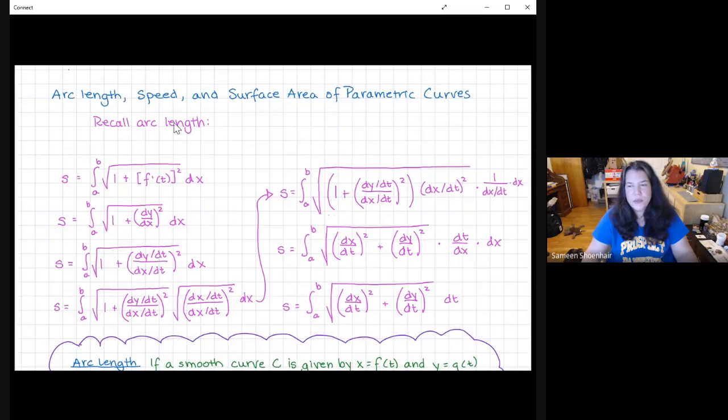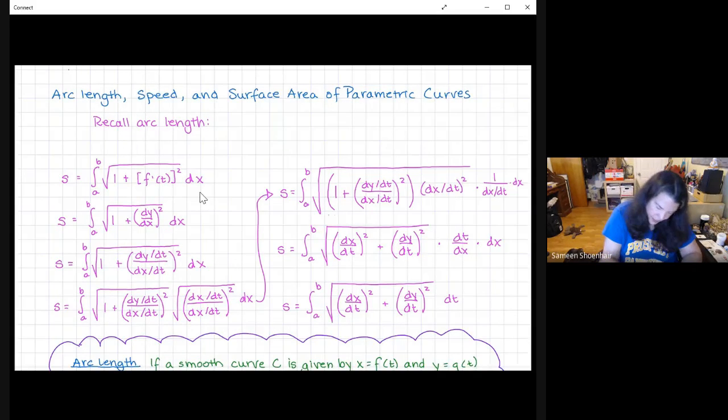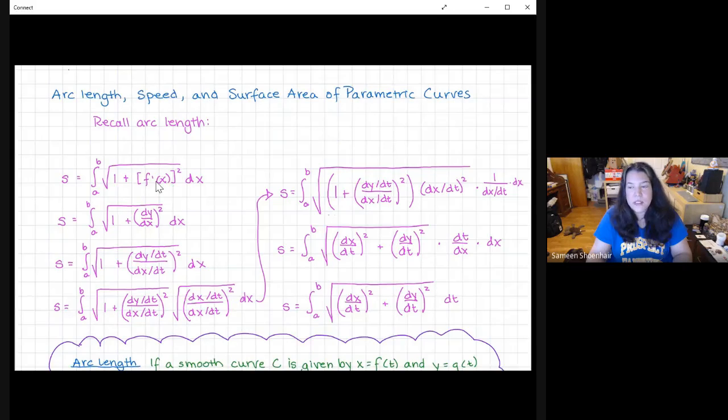If you remember from functions, this is the equation for arc length. But now let's see if we can go ahead. Oh, that says f of t. That's supposed to be f of x. So now we're going to go ahead and try to put this in terms of t using our functions for x and y.